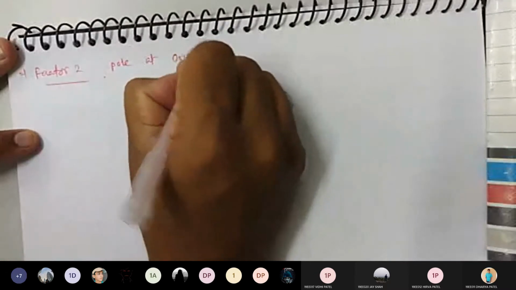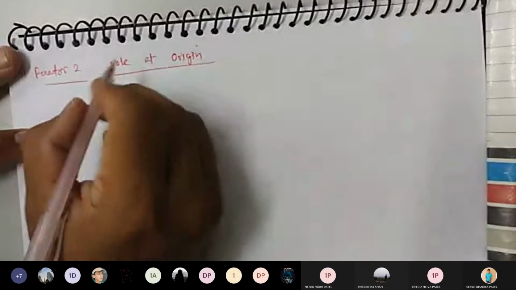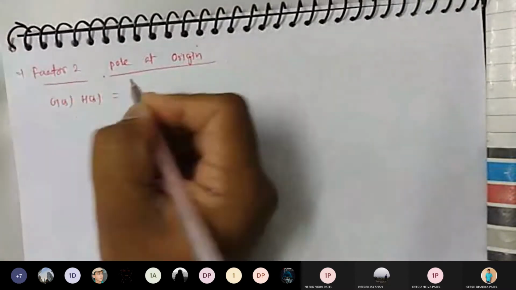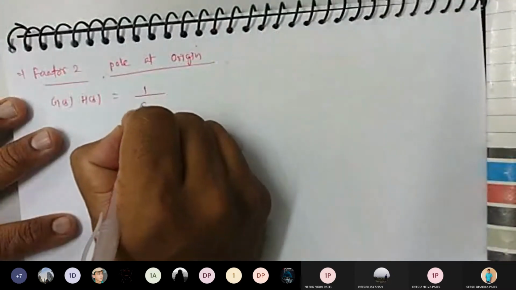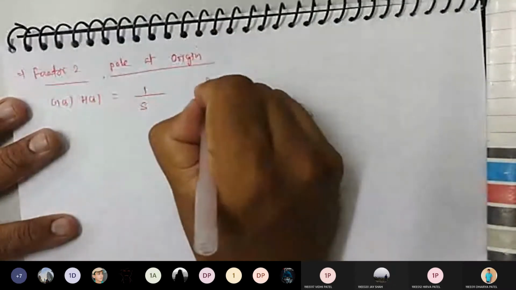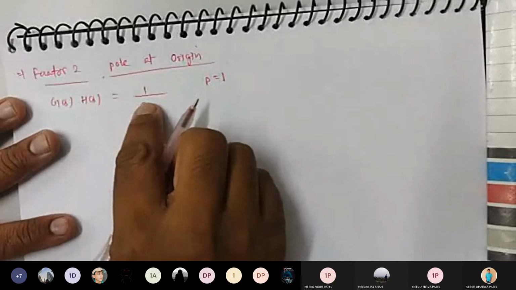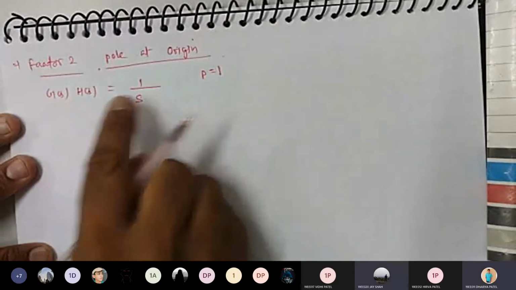Next is the second factor, factor number 2, pole at origin. G(s)H(s) is equal to 1 upon S raised to P. For analysis, I take P equal to 1, and later we will take general P. So it is 1 upon S, a pole at origin. Are you with me?